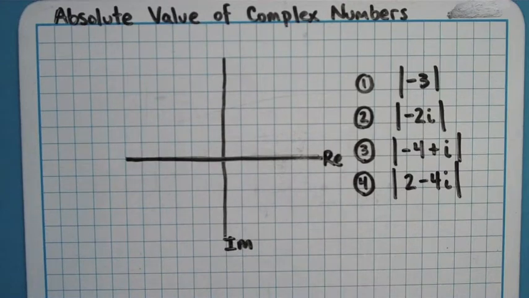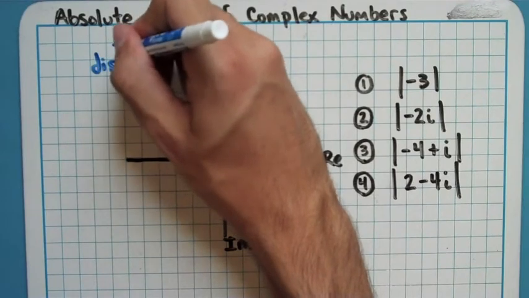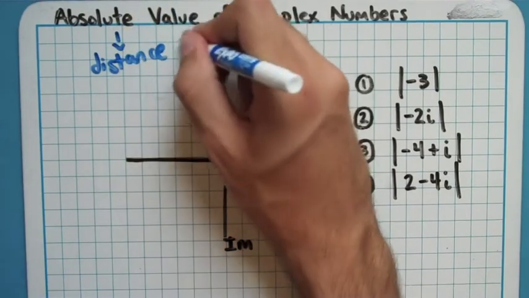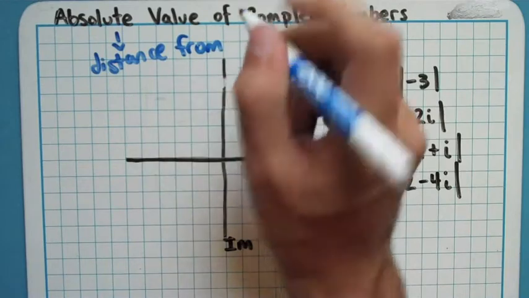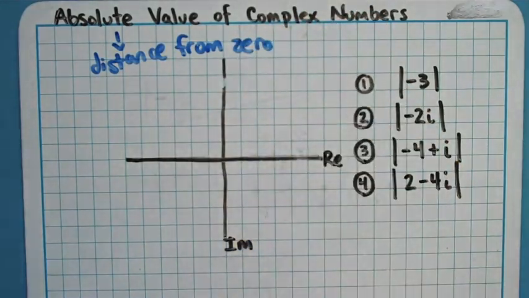We may be asked to find the absolute value of a complex number. And as you guys have already learned, absolute value is a number's distance from zero. So we want to know how far away a given complex number is from zero. It turns out that this relates really well to our graphing of complex numbers that we learned in our last video.